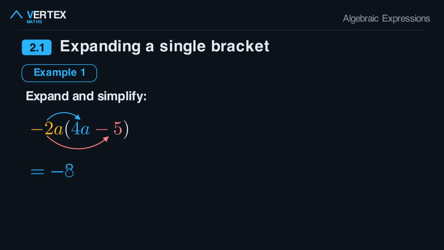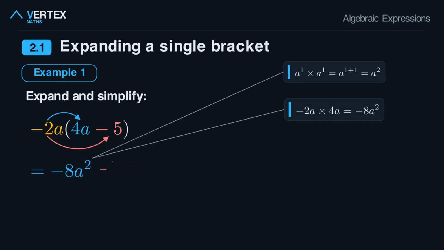Begin by expanding the numbers. Negative 2 times 4 is negative 8. Now the letters. A times a is a squared. Together that gives minus 8a squared. Notice the index law. A to the 1 times a to the 1 equals a to the 1 plus 1, which gives a squared.